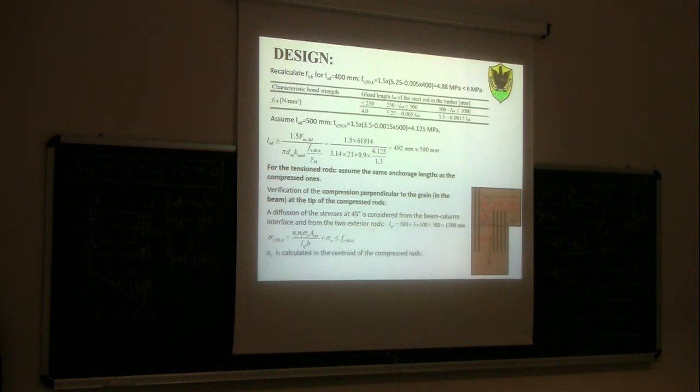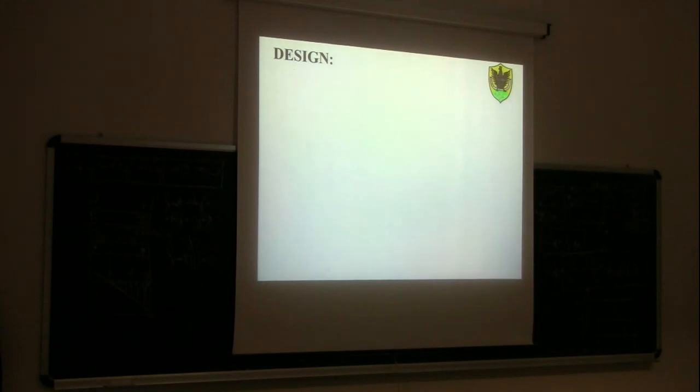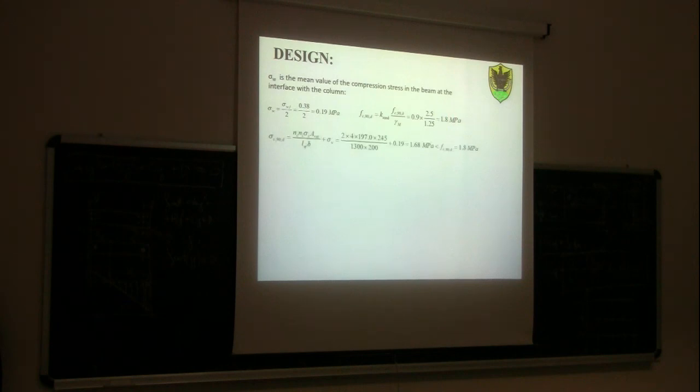So sigma S is 197 megapascal, sigma W is the mean value of the compression stress in the beam at the interface with the column, so 0.38 divided by 2. In the end, this is the resistance, 1.8 megapascal. So if you replace the numbers in this formula, we get 1.68 megapascal, which is not so much less than the design 1.8. So 1.68 is very close to 1.8.